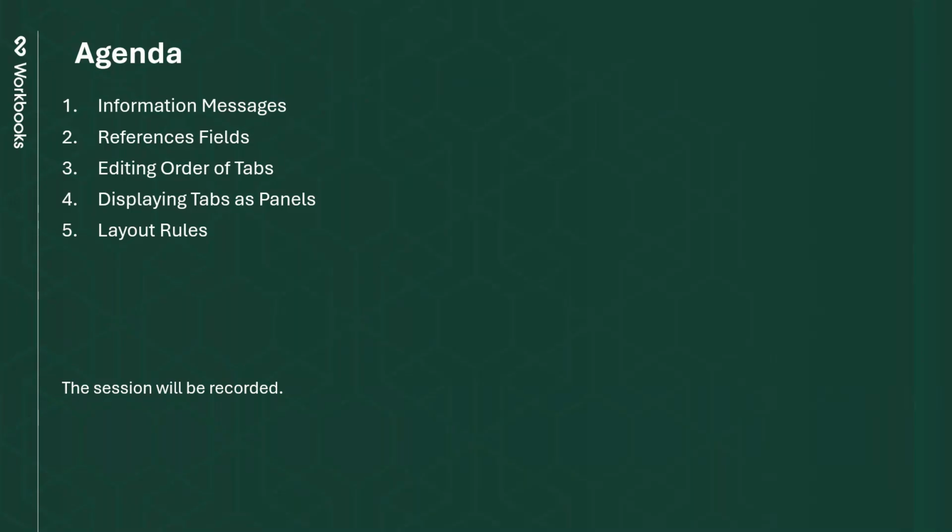I'll also show you how to control the order of tabs. This includes deciding which tabs appear on the form layout and changing the order in which they're displayed, so the most important information is presented first. In addition to that, we'll explore how to display tabs as panels. This allows you to show details of more than one tab at the same time, side by side, which can really be useful for improving visibility.